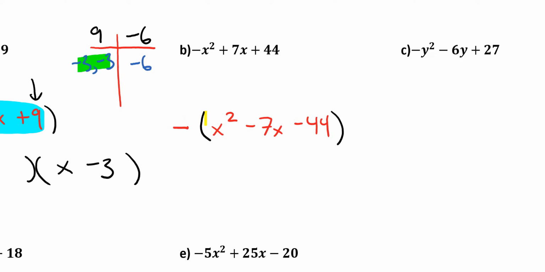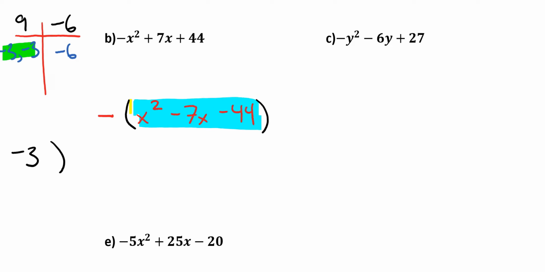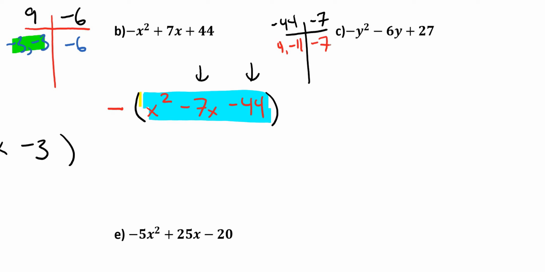Okay. Alright, so let's go ahead and now factor this trinomial inside there, and for that I need to set the table again, and in my table I need -44 and -7. The two numbers that come to my mind are 4 and -11. That definitely gives me -44 when I multiply the numbers, and 4 minus 11 gives me -7. So my final answer would be negative, and then the two brackets, x plus 4 and x minus 11, and that would be my final answer for that one.